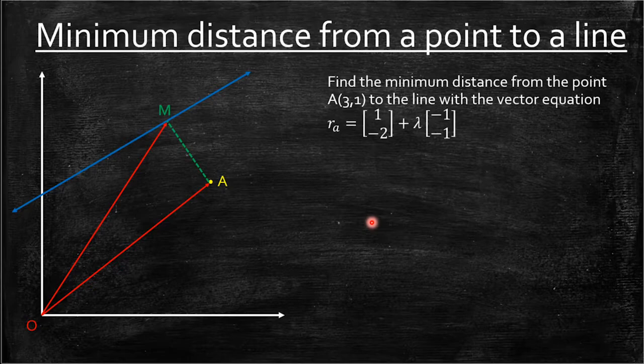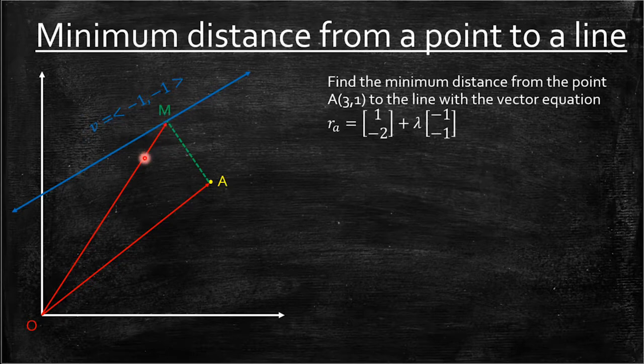Let's just think about one more bit of information that I want. I want to know what the direction of this line is, and obviously we know that the direction of the line is given by this part of the equation over there. So the direction of the line, I'm going to call it V, and the direction of this line is going to be (-1, -1).